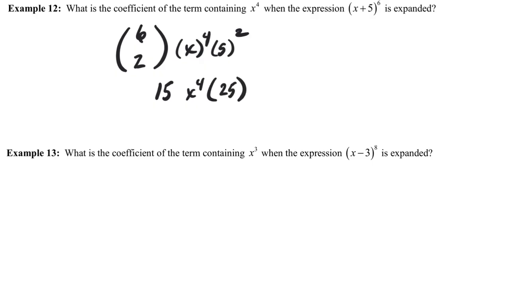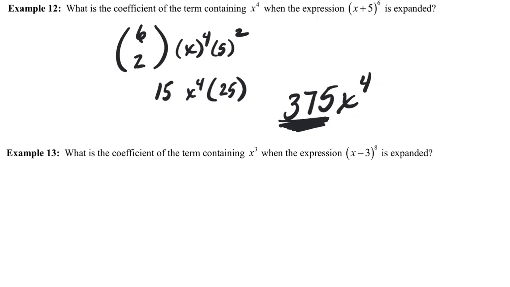So I got to clean that up a little bit. I got to do 15 times 25, right? And that would give me 375 x to the fourth, right? So the coefficient is 375. The coefficient isn't the 15 because we had that extra number in there. It was 15 in Pascal's triangle, but it's not the end coefficient.